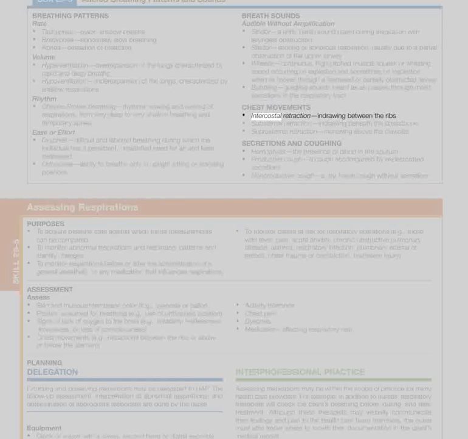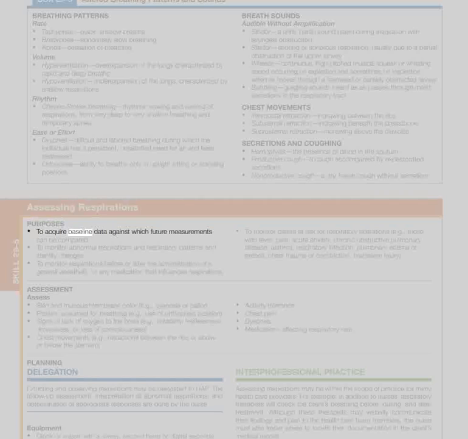Chest movements. Intercostal retraction, indrawing between the ribs; substernal retraction, indrawing beneath the breastbone; suprasternal retraction, indrawing above the clavicles. Secretions and coughing. Hemoptysis, the presence of blood in the sputum; productive cough, a cough accompanied by expectorated secretions; nonproductive cough, a dry, harsh cough without secretions.